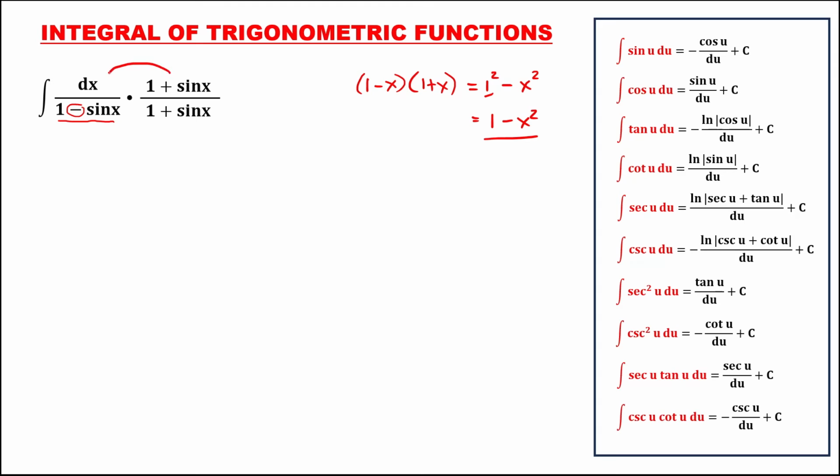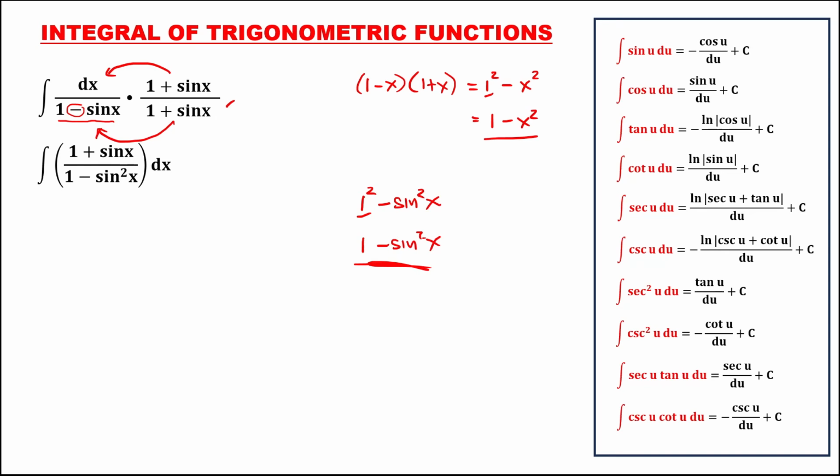So in this case, distribute and observe in the denominator, we have 1 minus sine x times 1 plus sine x. So the square of the first term minus the square of the second term. Since 1 squared is just 1, then minus sine squared x. So this is now the denominator. So we have the integral of 1 plus sine x over 1 minus sine squared x, then the dx.